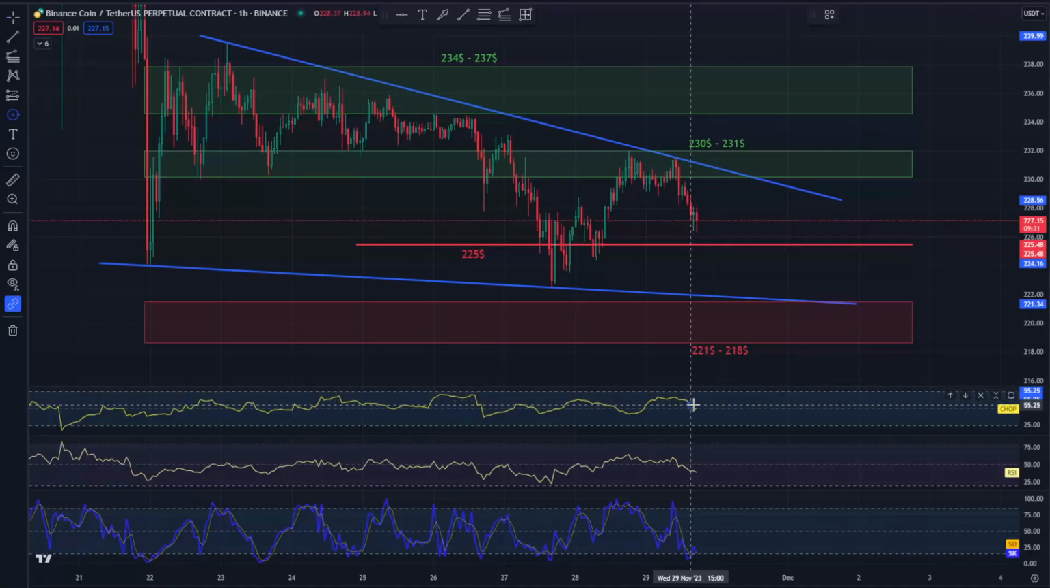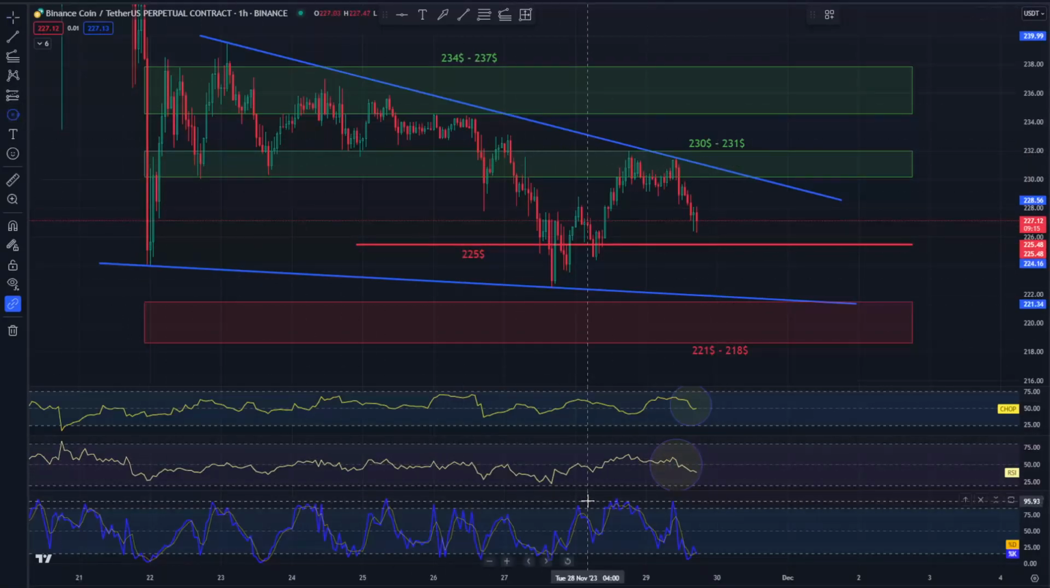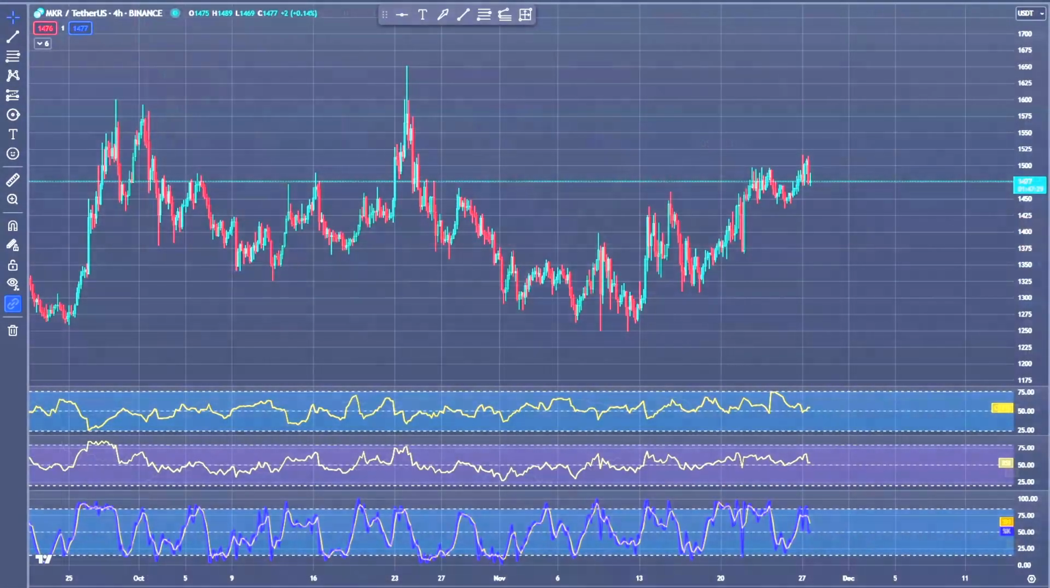The CHOP indicator shows energy for the next move. The RSI indicator is recovering with room for a larger correction, while the stochastic indicator is moving at the lower border, which may result in a temporary sideways trend.